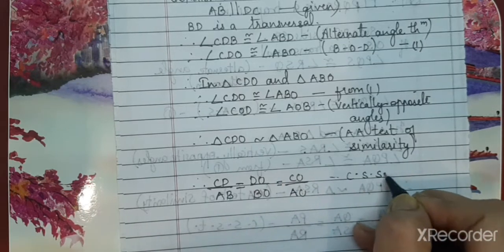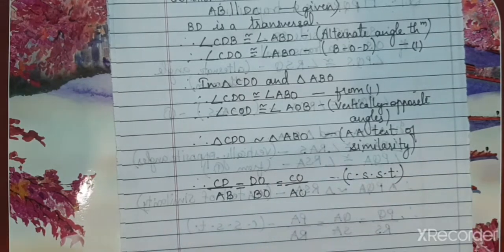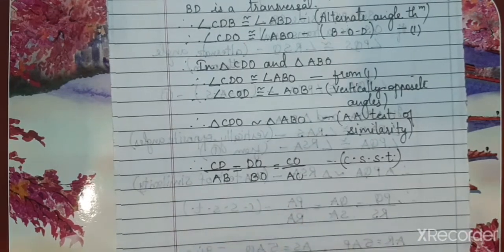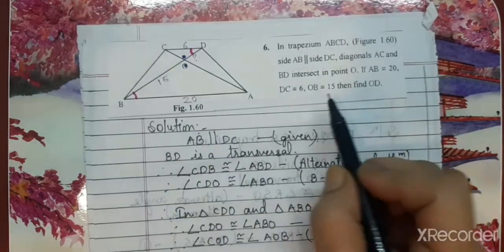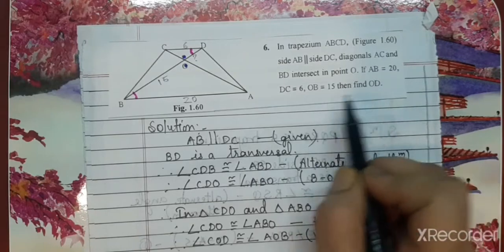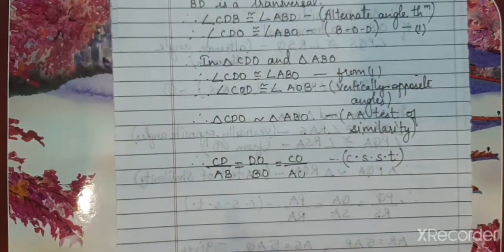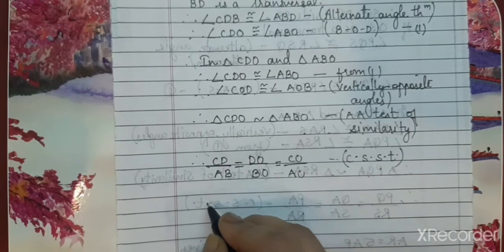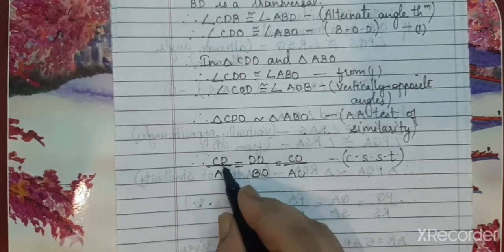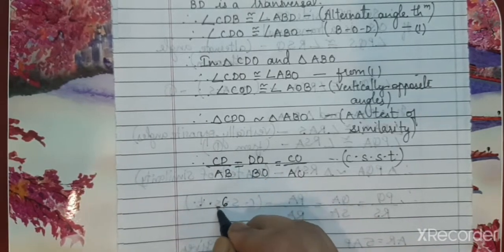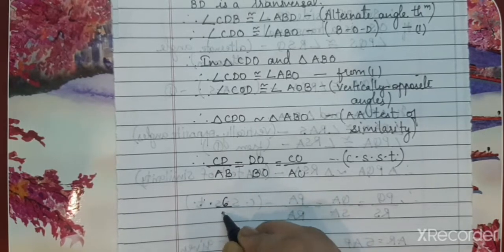Corresponding sides of similar triangles. Okay. Now, in the given information they have given the lengths of some sides. So, we will substitute that. CD, which is DC, is given. CD and DC are one and the same, and it is 6. AB is given as 20.